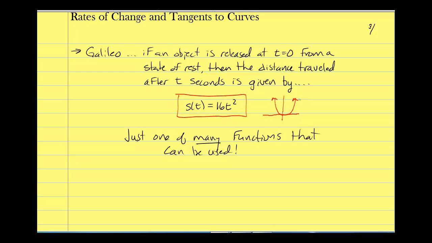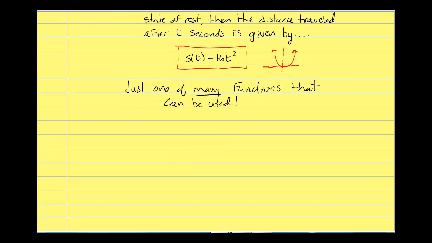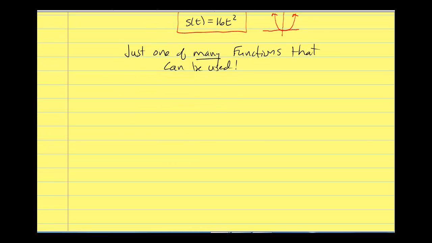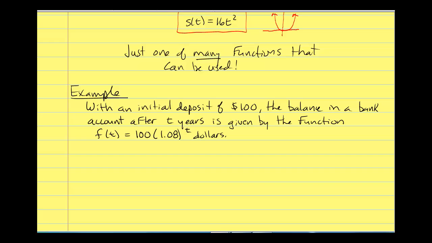But this is just one of very many functions that can be used to determine velocity and instantaneous velocity. And this one is basically Galileo's idea, when we were talking about seconds. Here we're not talking about miles per hour, we're talking about time in seconds. So let's go ahead and look at an example of a problem where we're trying to talk about an average rate of change, not velocity, but an average rate of change which we can turn into velocity eventually. And this example is going to be involving money. So let's look through this.